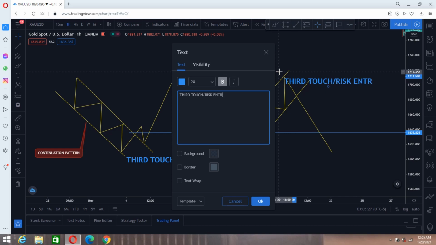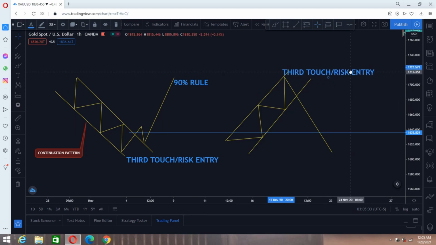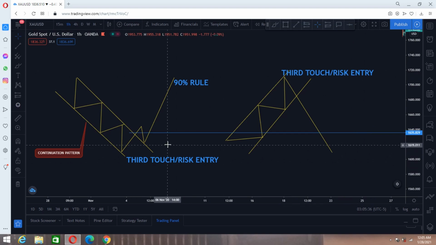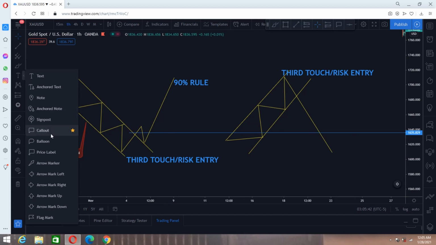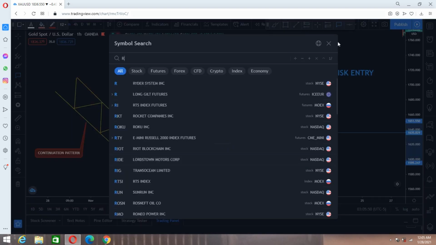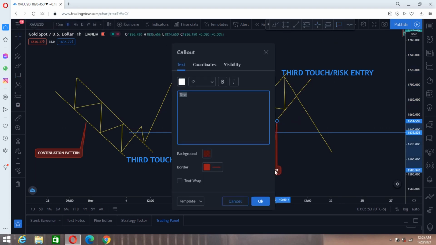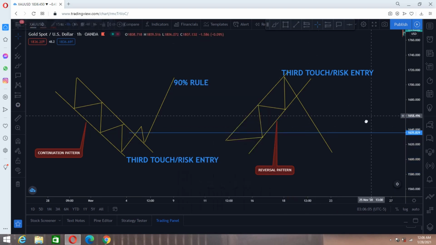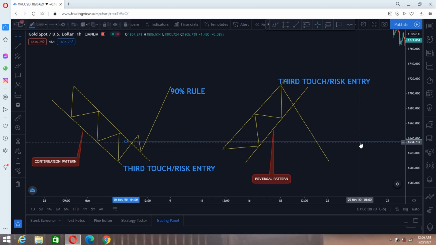This is the same thing as the continuation pattern, and this we call the reversal pattern. So these two patterns are the most traded patterns. You will get to see them when we go to the charts now.